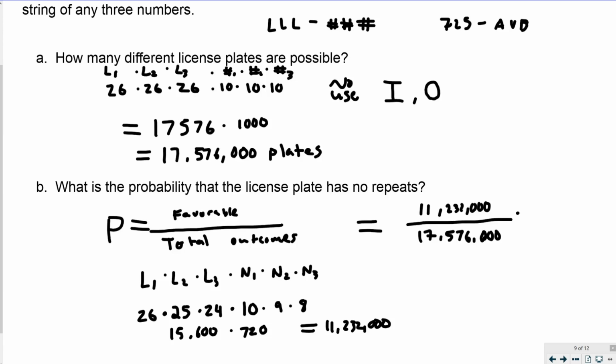And the probability is approximately 63.9%. So you have a 63.9% chance of getting a license plate where not a single letter nor a single number is repeated on the license plate.